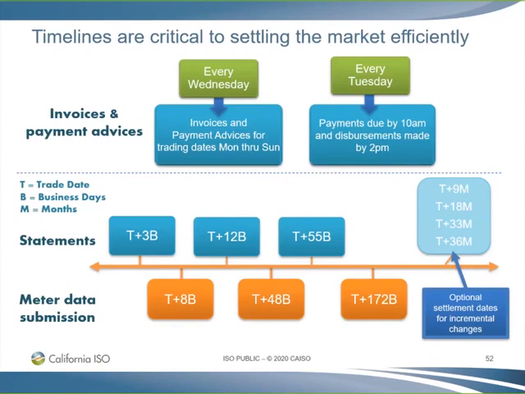So the process for the one trade date takes a number of settlement statements to completely settle that trade date. And depending on the disputes that we receive and any corrections that we need to make, there may be incremental changes that happen as well. So that's towards the far right portion of the slide in the lighter blue. It talks about optional settlement statements for incremental changes.